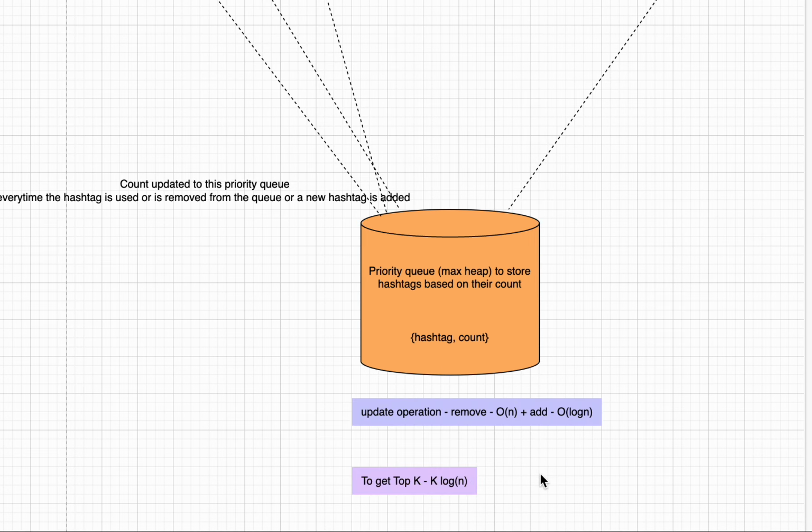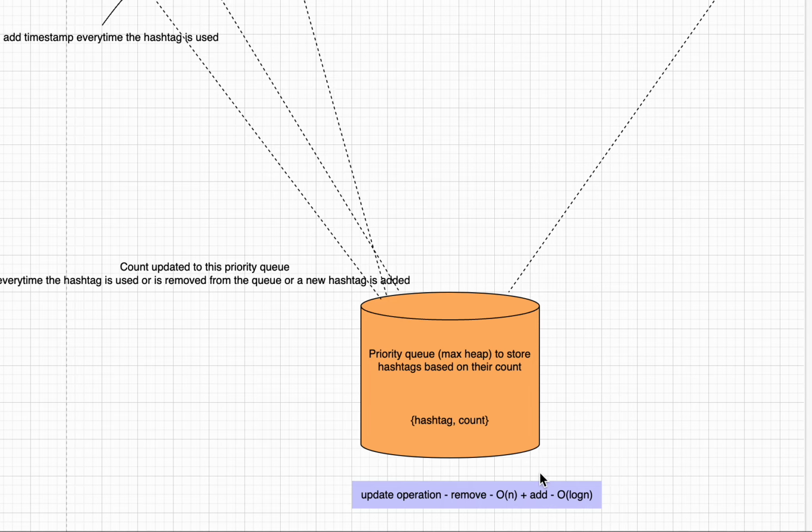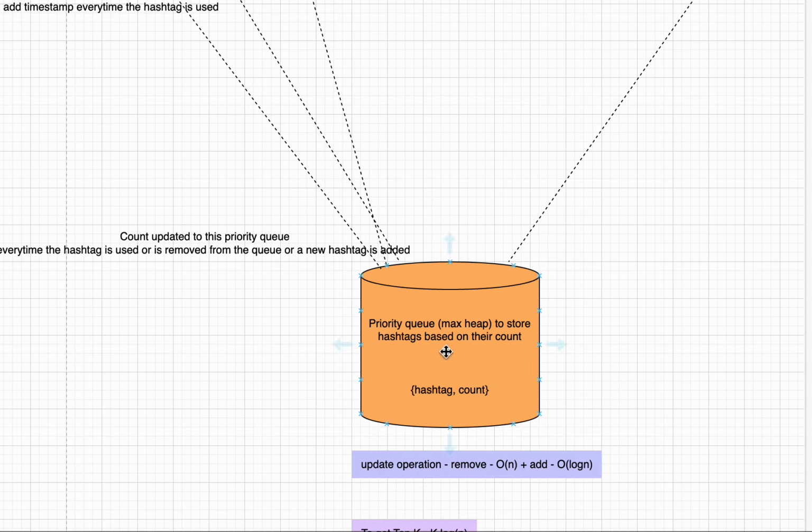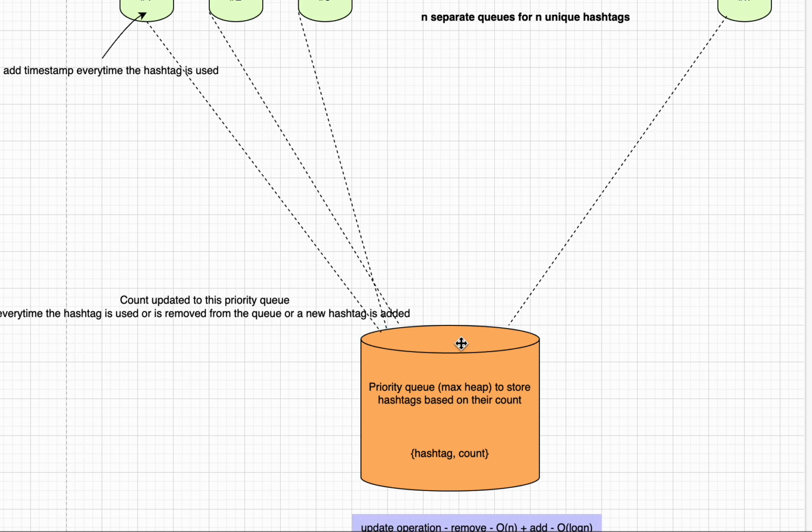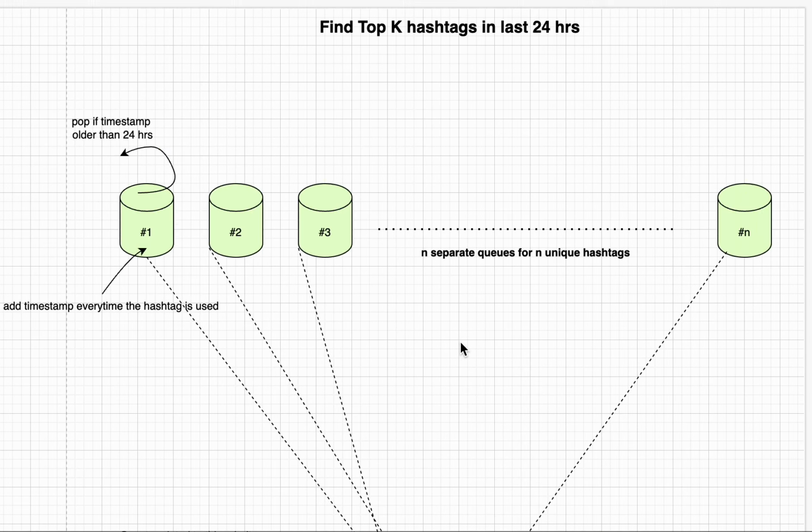Now coming to the last part, how we can get the top k hashtags. We just keep popping from this priority queue k times and we get the top k hashtags that were used in the last 24 hours. The time complexity will be k log n, where n is the total number of hashtags. So this is the solution. You could change the data structure from a priority queue to a sorted set, and you could optimize the update operation that we are doing, but it's totally up to you. This is the high-level idea of how we can achieve this.